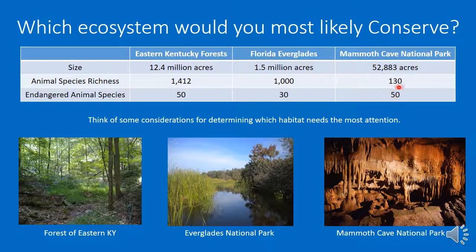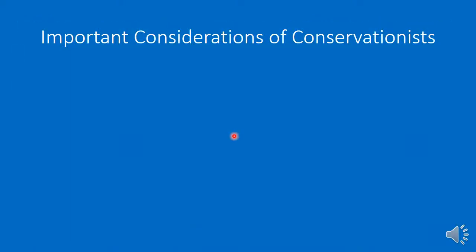There's a whole lot of endangered things proportionately. So we probably want to conserve this place if that was what our money was for. If we could only do one, that would probably be our spot because it's really fragile and has a high proportion of endangered species. So now we'll look at the important considerations conservationists have to make.